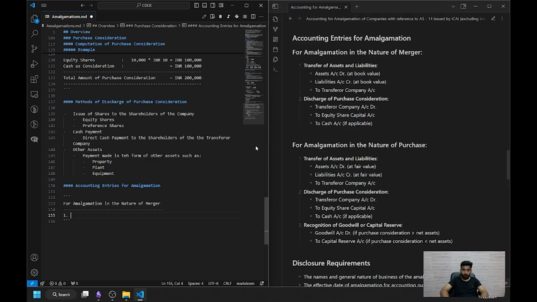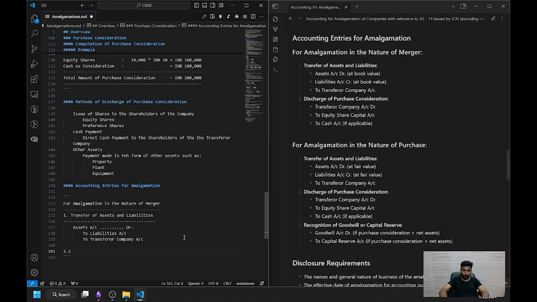when we transfer the assets and liabilities. Transfer of the assets and liabilities. We are here talking about the assets account, which gets debited, and liabilities accounts credited, and the remaining amount to the transferor company. Okay, this is when we will be transferring the assets and liabilities.